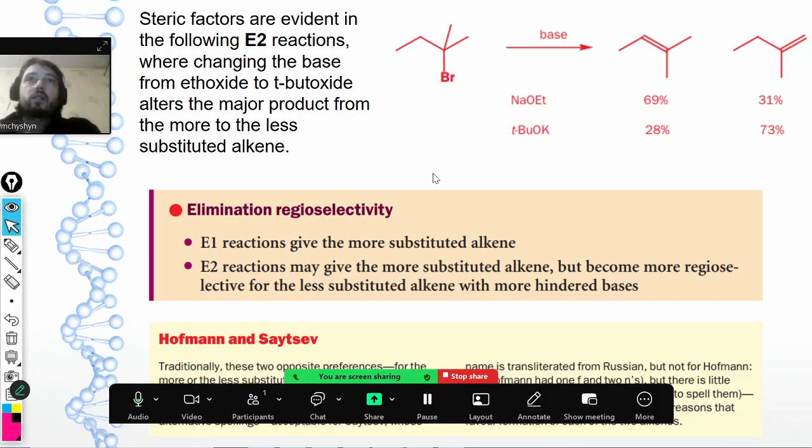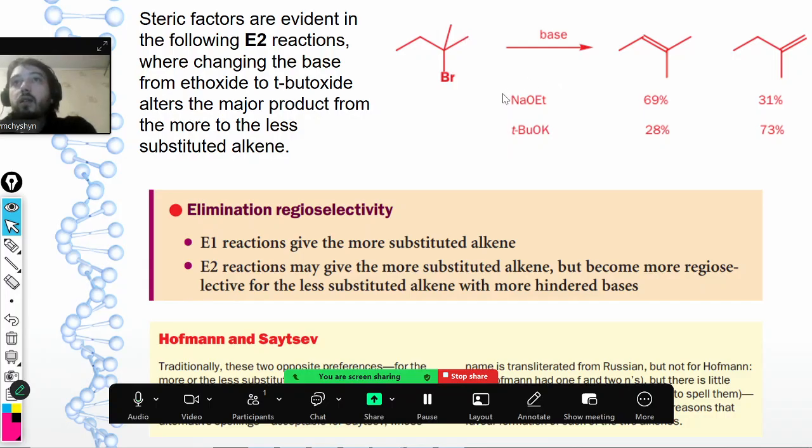So steric factors are evident in some of the E2 reactions, where changing the base from ethoxide to tert-butoxide alters the major product from the more to the less substituted alkene. So that's possible, depending on what you have. So here is an example. We are eliminating the bromine. We get this double bond. And depending on the situation, we can either abstract this hydrogen atom, or we can abstract one of the hydrogen atoms here in the methyl groups.